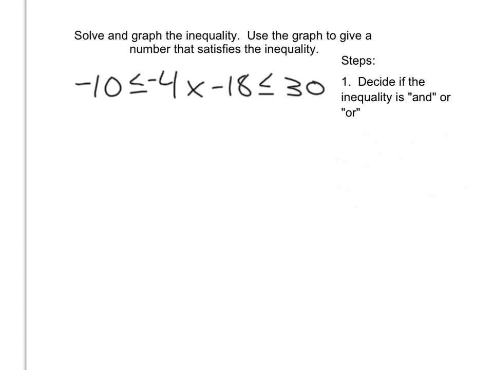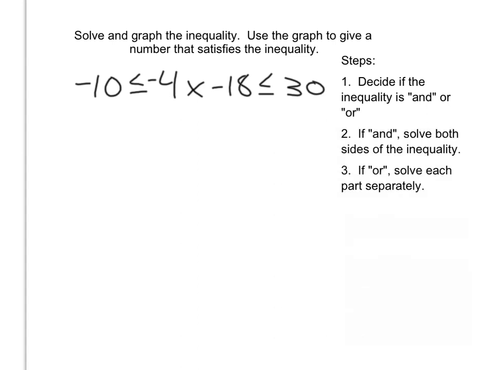This part's easy. If it's or, it will say the word or. Okay, we already looked at those. Otherwise, when the variable's in the middle of the two here, that's an and inequality. So this says that negative 10 is less than or equal to negative 4x minus 18, and negative 4x minus 18 is less than or equal to 30. So that part's pretty easy.